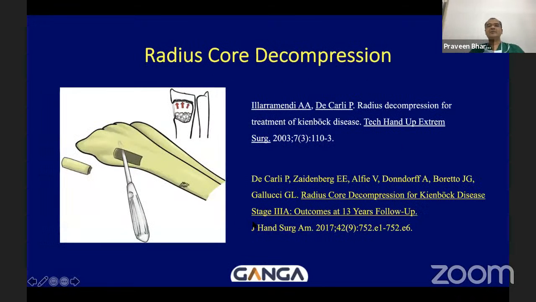Now, what is radius core decompression? This procedure was initially published by Ahire in 2001, but later he published the technique in detail 2 years later. The procedure basically means that you are making a window in the metaphyseal area and totally scooping out all the bone in the metaphyseal area and pushing it to the sides. So you are creating a hollow metaphyseal area just underneath the lunate. What it does is increase the blood circulation of the lunate and allow it to get revascularized again. So the pain gets relieved.